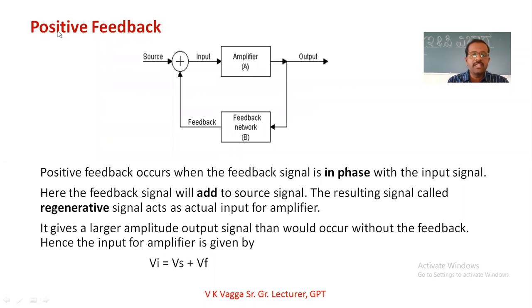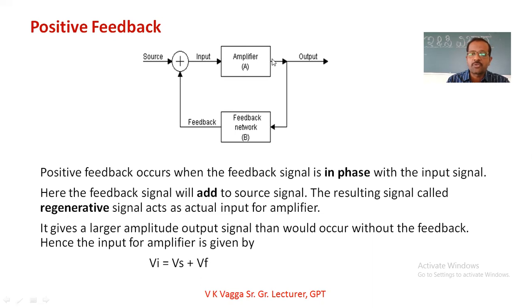Now let us see positive feedback in detail. Consider the input from the source, and the summer here, and this is the input for the amplifier, and the output is taken from the amplifier. When using feedback, some part of the output is taken through the feedback network and inputted again to the amplifier. The actual source input is added with the feedback and inputted to the amplifier. This arrangement of the circuit is positive feedback, in which the source input gets added with the feedback input, and the actual input to the amplifier is the addition of these two.